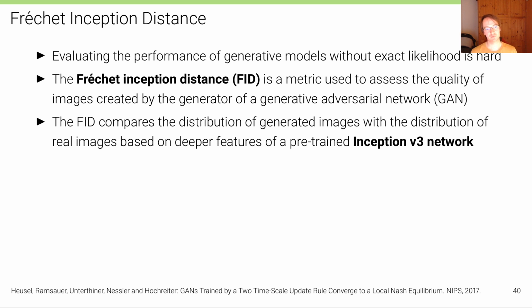And so one of the standard evaluation metrics today, which is not a perfect metric, but it's a metric that's commonly used, is the so-called Fréchet inception distance, FID. And this is a metric used to assess the quality of images created by the generator of a generative adversarial network. And it compares the distribution of generated images with the distribution of real images based on deeper features of a pre-trained Inception v3 network.